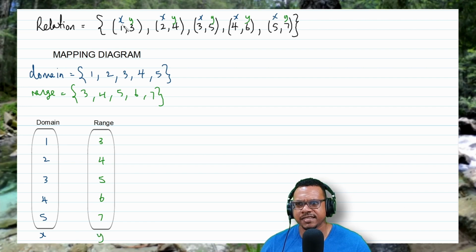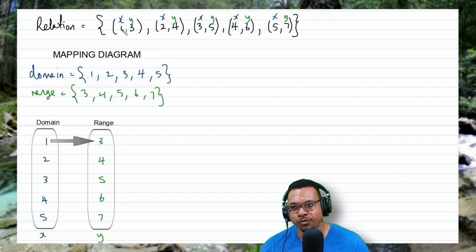Now what I'll do is look at my set of ordered pairs, all right, and see that 1 is mapped to 3. So I'll put an arrow connecting 1 to 3. So this means 1 is mapped to 3, and that lines up with the ordered pair. This x value 1 is mapped to this y value 3. This member of the domain is mapped to this member of the range.